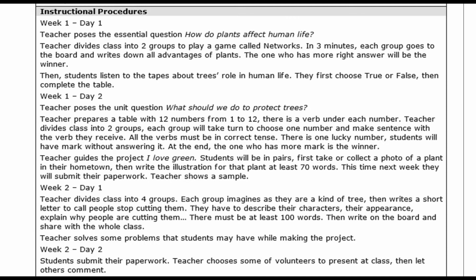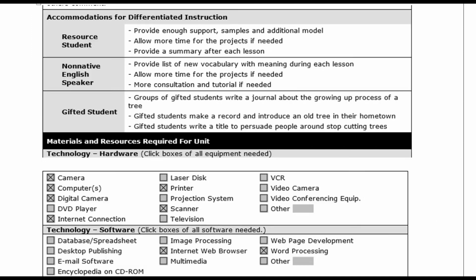On the final day, students submit their paperwork. The teacher then chooses some volunteers to present in class and then lets others comment. Here are accommodations for differentiated instruction for resource students, non-native English speakers, or gifted students.